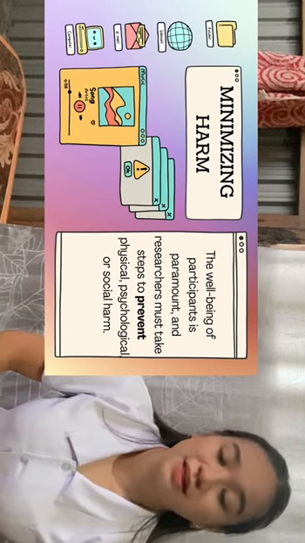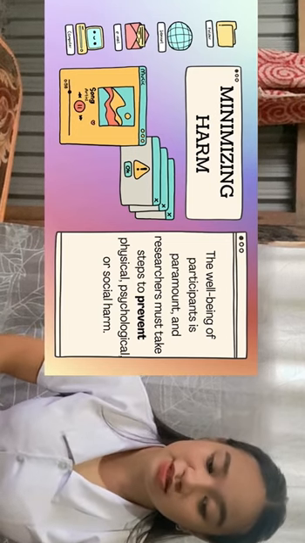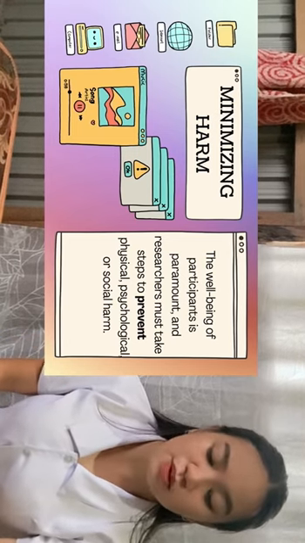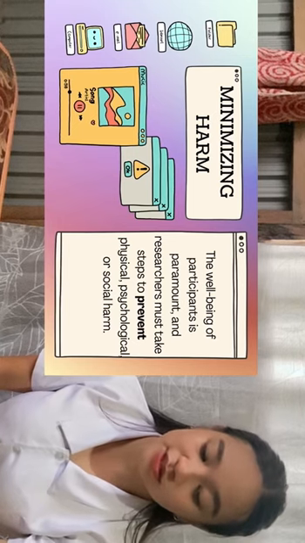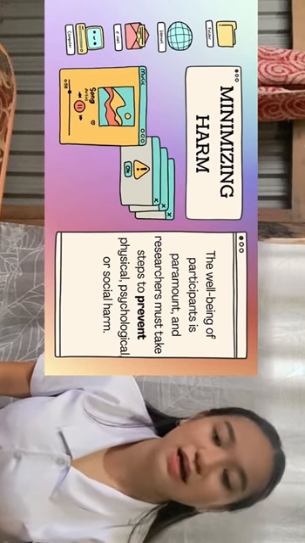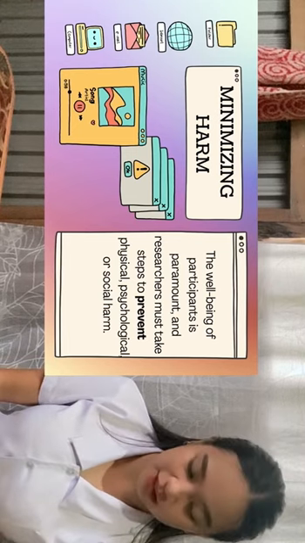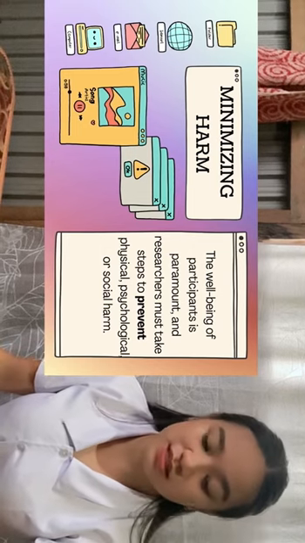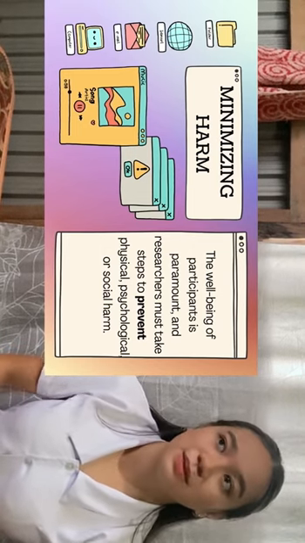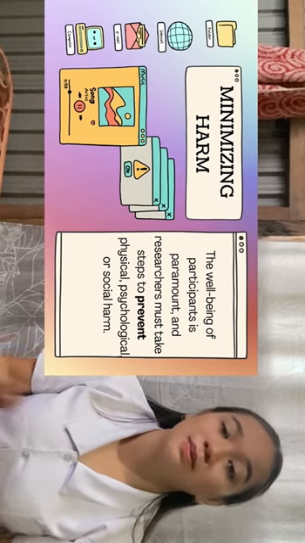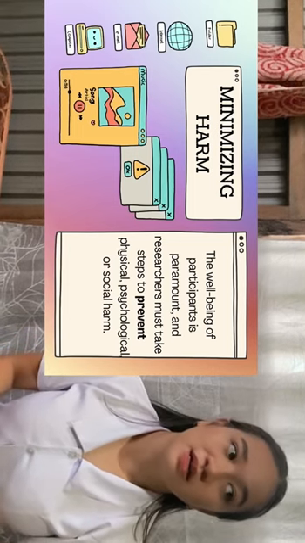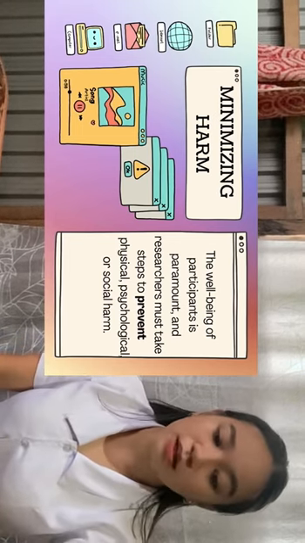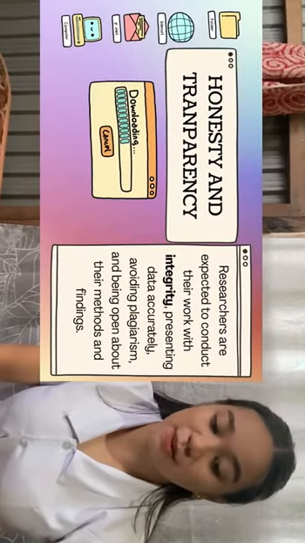The well-being of participants is paramount, and researchers must take steps to prevent physical, psychological, or social harm. So, this means na dapat unahin ng researchers ang well-being ng participants at iwasan ang anumang physical, psychological, or social harm. For example, kung sensitive ang topic ng survey, siguraduhin walang offensive questions para hindi maapektuhan ang feelings ng participants. Or like for example, sa ginawa namin narrative research, we paid for psychometrician to guide us in conducting our research. So the next one is honesty and transparency.